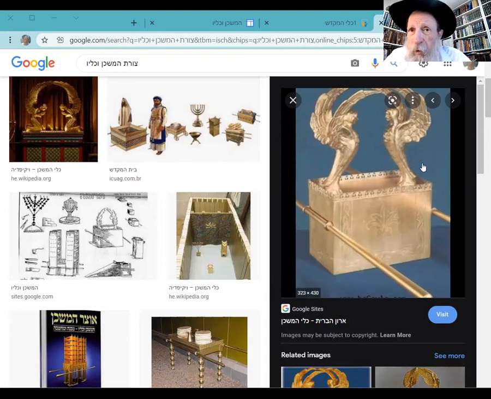So this ark was put into this room here. This is what's called the inner chamber. This was 10 amas by 10 amas. An amma is like a foot and a half, so it was about 15 feet by 15 feet. That was the inner chamber, called the Holy of Holies, Kodesh Kodashim. And this was called the tent of meeting, Ohel Moed, and that was called the Holy.